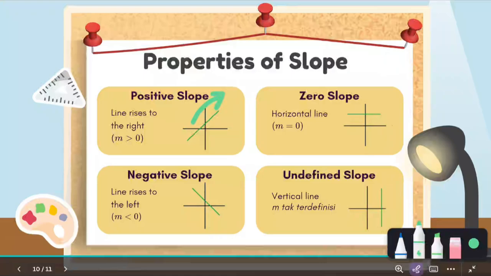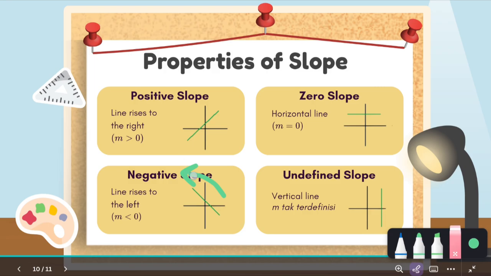2. Negative slope. A slope is negative when its value is less than 0. In this case, the line falls as it moves from left to right, or equivalently rises from right to left.